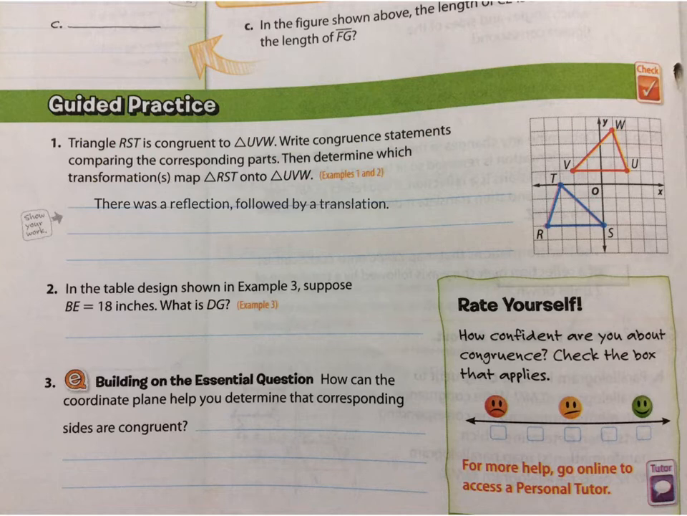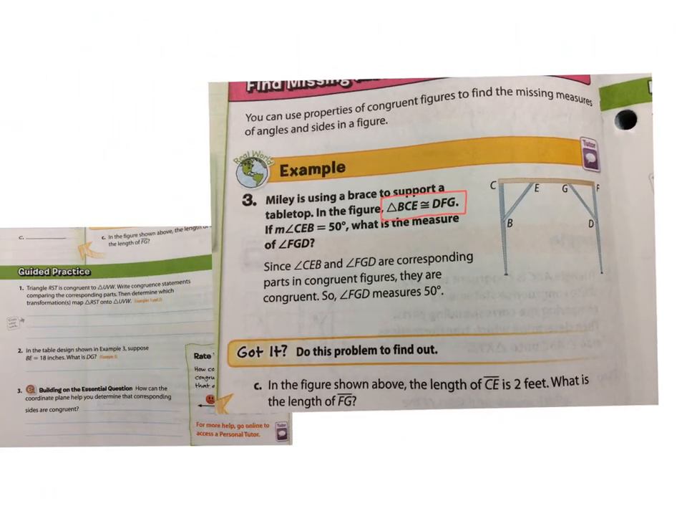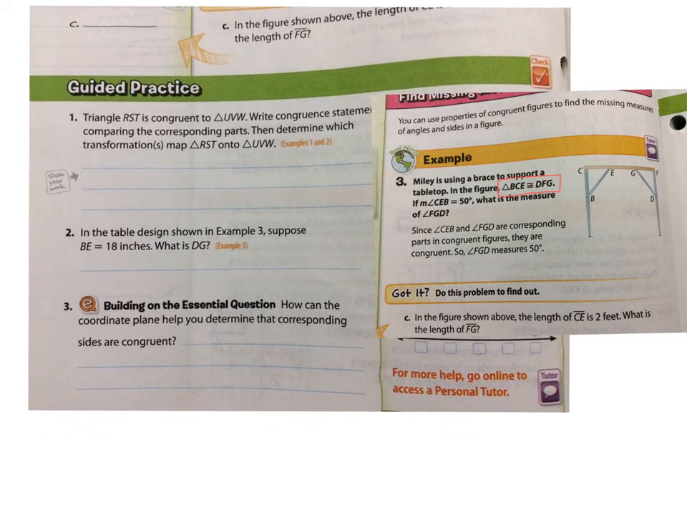All right. In the table, we're looking at number 2. It says, in the design shown in example 3, suppose BE equals 18 inches. What is DG? All right, so we've got to look at example 3. So here's example 3, and really all we need to know is this statement right here, that it says triangle BCE is congruent to triangle DFB. That means all the sides are the same, all the angles are the same.